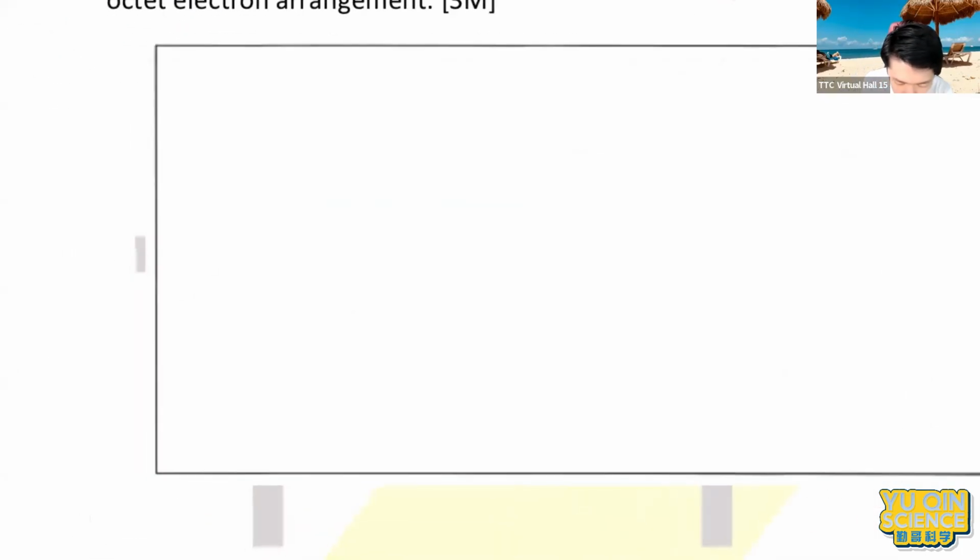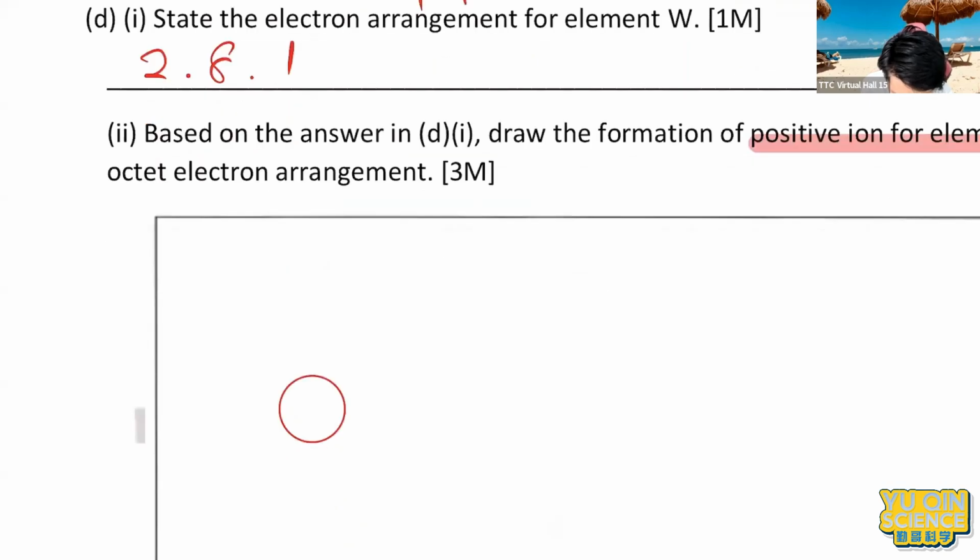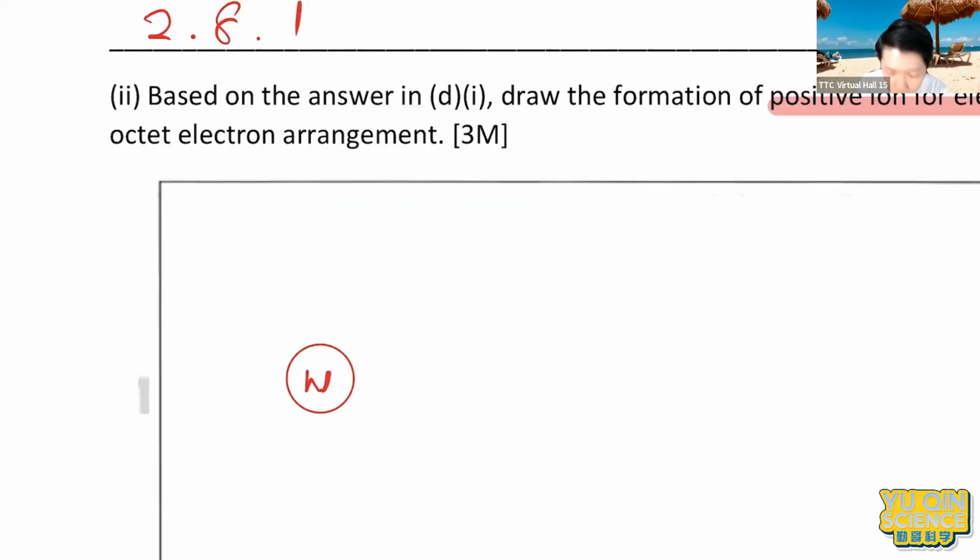Okay, but before that we need to draw the formation though. Like we draw the center first. Boom. This is what element? Element W. Okay, I'm just gonna give it a name. W. Okay, how many shells?